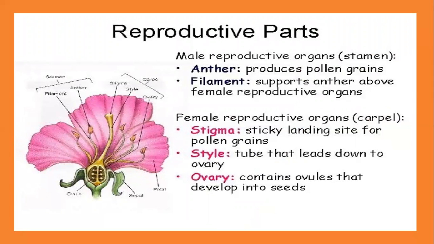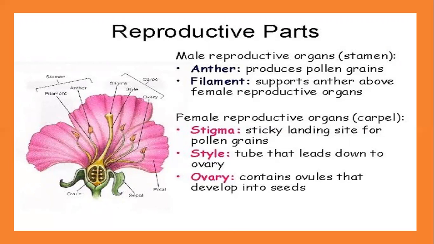The male reproductive parts of a flower are called stamens. Each stamen consists of anther and filament. An anther bears numerous pollen grains which produce the male gametes, and the filament supports the anther above the female reproductive organ. The female reproductive organs are called carpel or pistil.